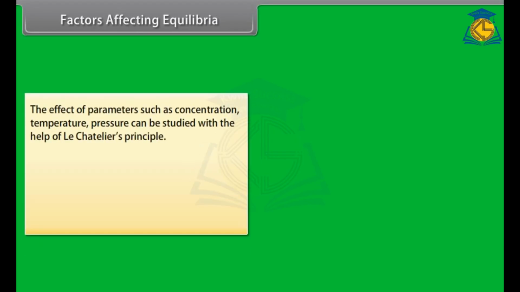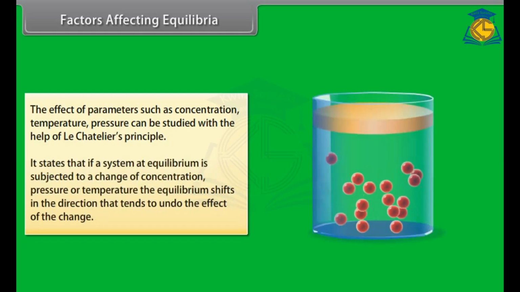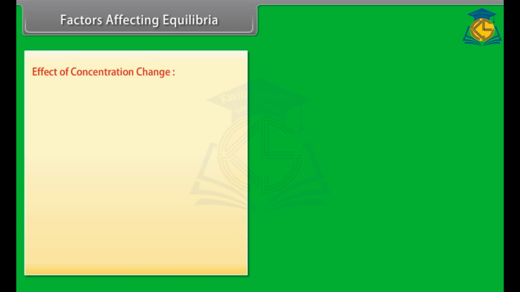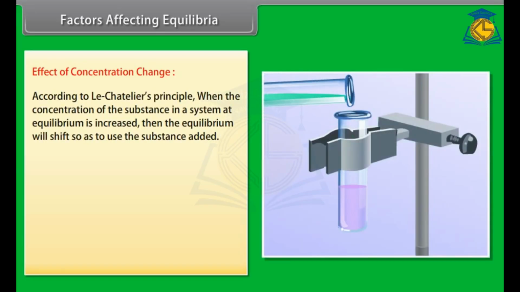The effect of parameters such as concentration, temperature, pressure can be studied with the help of Le Chatelier's principle. It states that if a system at equilibrium is subjected to a change of concentration, pressure or temperature, the equilibrium shifts in the direction that tends to undo the effect of the change. Effect of concentration change. According to Le Chatelier's principle, when the concentration of a substance in a system at equilibrium is increased, then the equilibrium will shift so as to use the substance added.